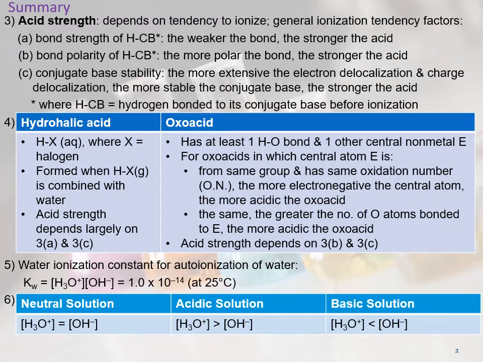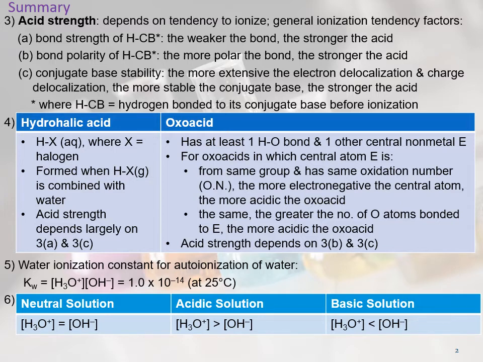The water ionization constant, or the water dissociation constant, for the autoionization of water is Kw. It is equal to hydronium ion concentration times hydroxide ion concentration, which is equal to 1.0 times 10 to the power of negative 14 at 25 degrees Celsius.